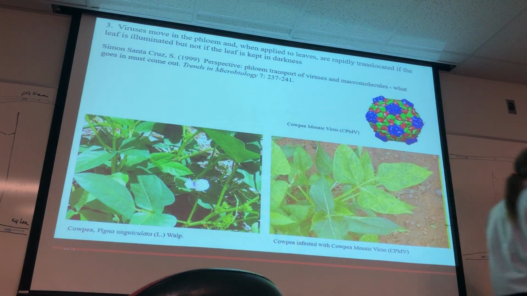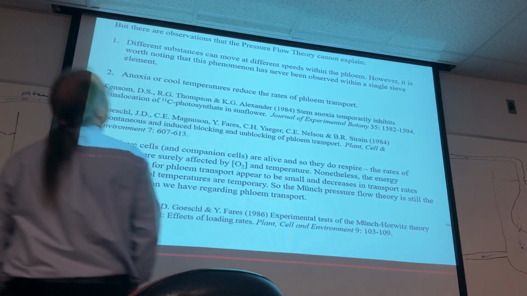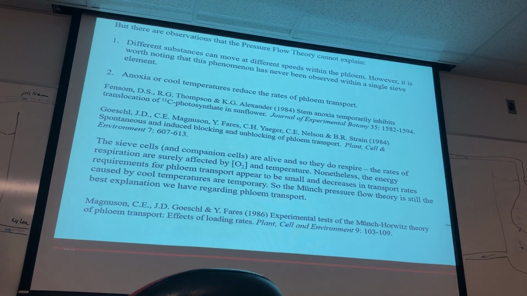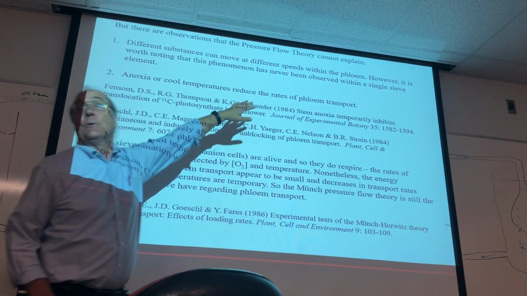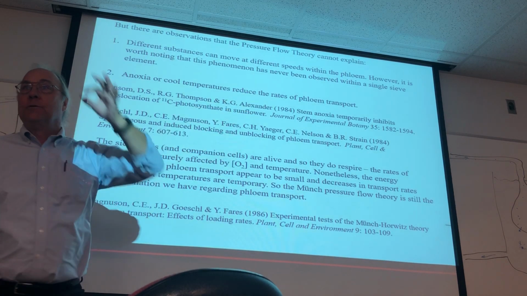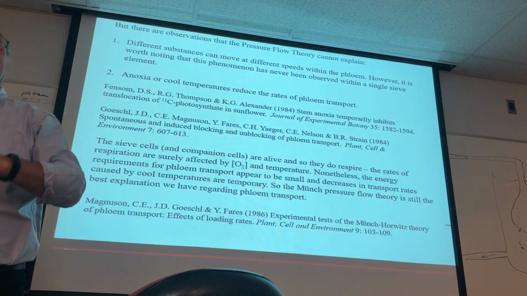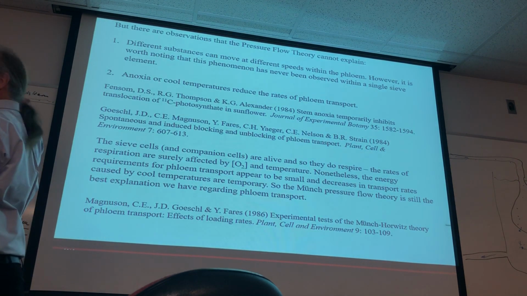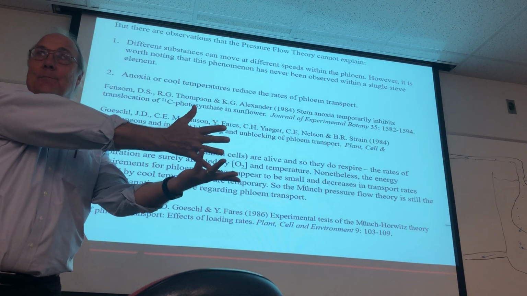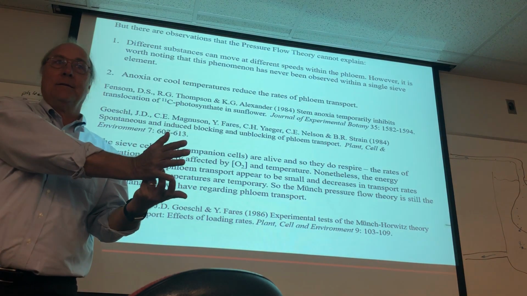Especially this one. But here's the caveat, right? Some observations Münch's theory doesn't explain. First of which is different substances can move at different speeds within the phloem. So sucrose moves this fast, something else moves half as fast or twice as fast. That's not consistent with mass flow. Everything should move together at the same speed through the phloem if pressure is driving.